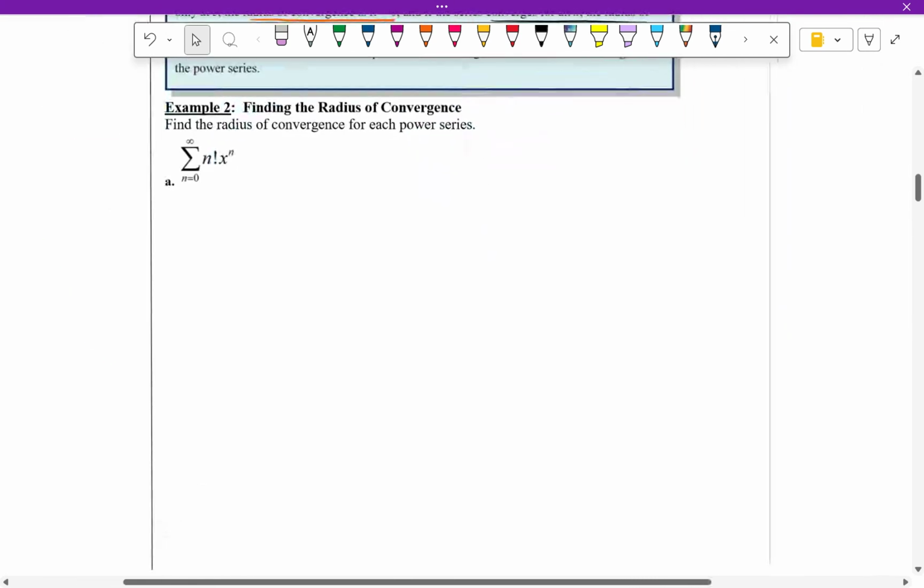All right, let's see, 20. All right, see if we can get through 2 or 3 examples. That's our goal.